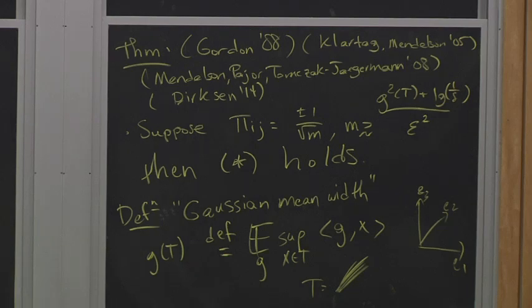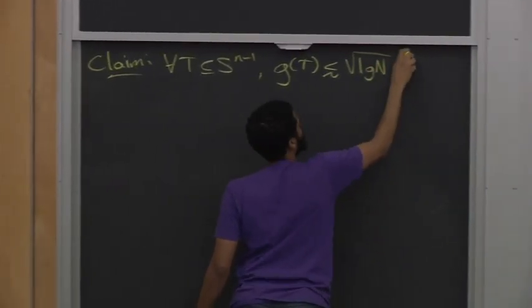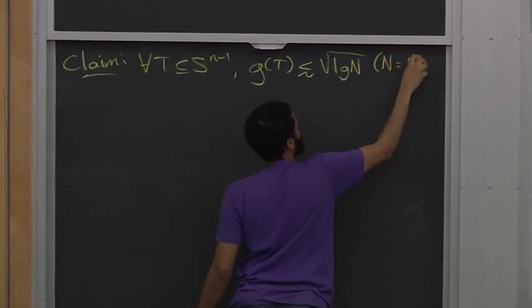Let me just give you a little feel for things. So claim: for all T a subset of unit vectors, g of T is at most, up to a constant, square root log n, where n is the size of T.